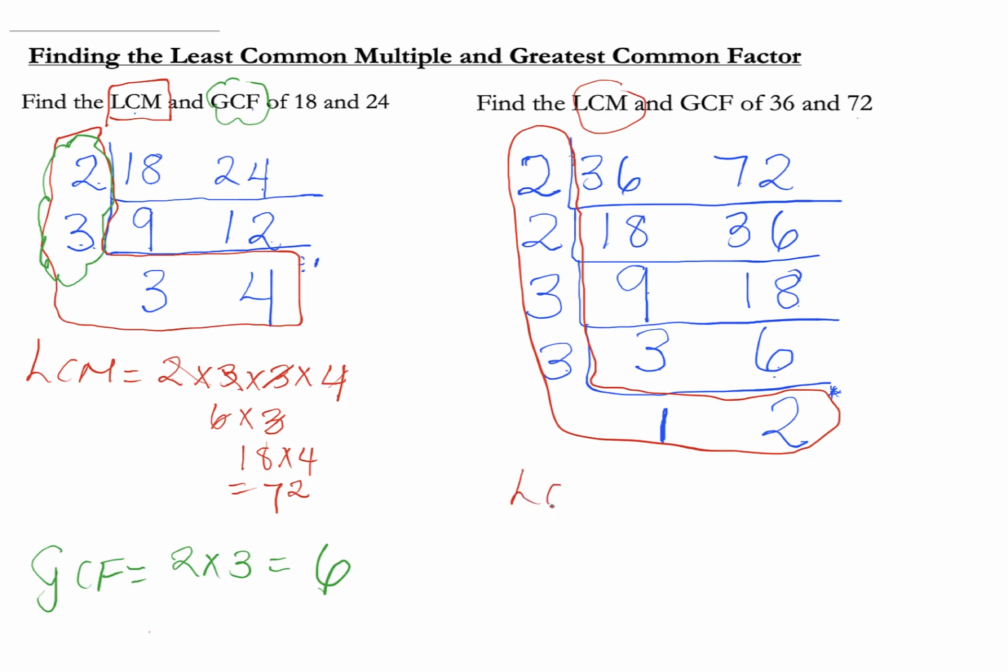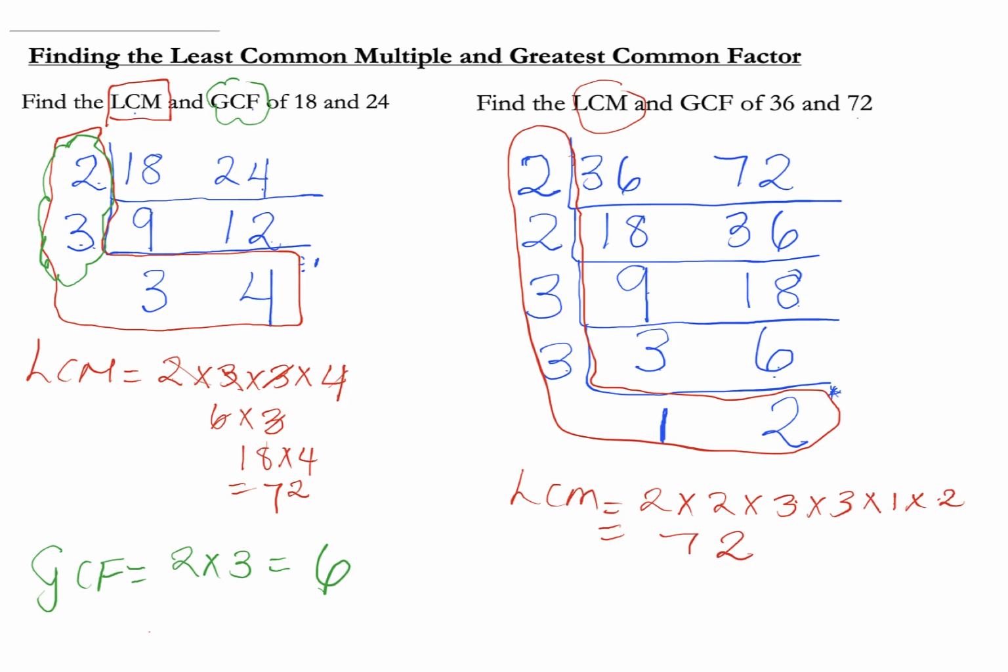So my LCM is going to be 2 times 2 times 3 times 3 times 1 times 2. 2 times 2 is 4. 4 times 3 is 12. 12 times 3 is 36. 36 times 1 is 36. And then 36 times 2 is 72. So my LCM is 72.